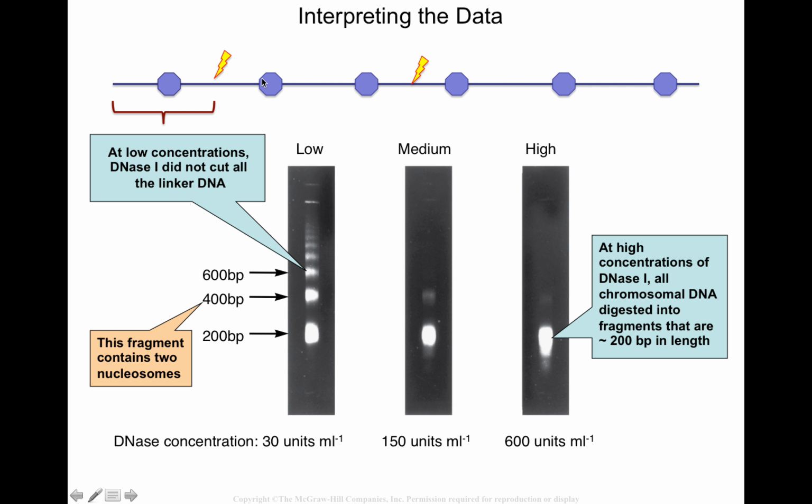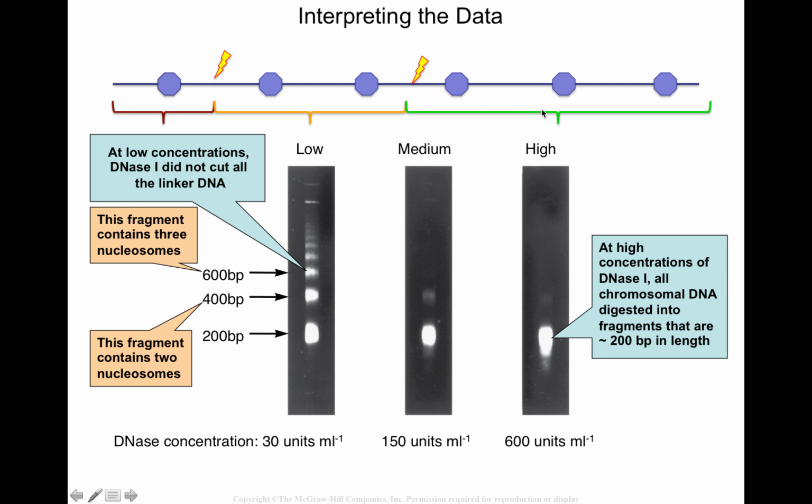So when we extracted the DNA and ran it out on the gel, we should find fragments that are 200 base pairs long, equivalent to 1 nucleosome's worth of DNA, but also DNA that's equivalent to 2 nucleosomes' worth of DNA, 400 base pairs, and even fragments equivalent to 3 nucleosomes' worth of DNA, 600, etc., all the way up until we reach the limits of resolution.